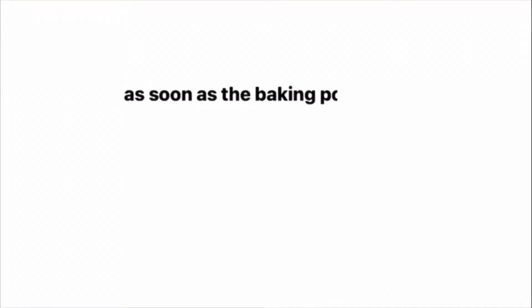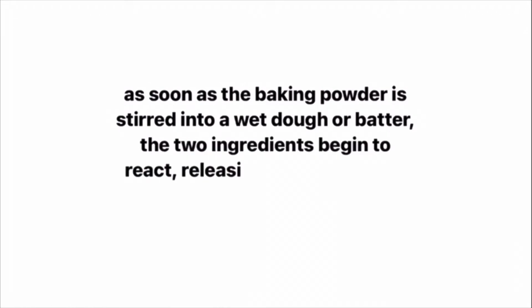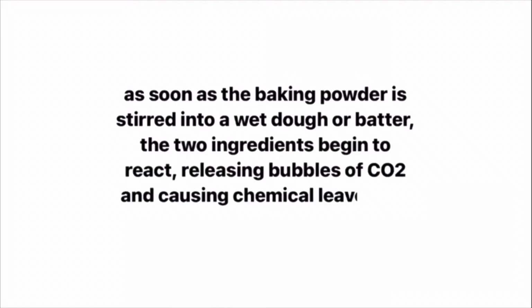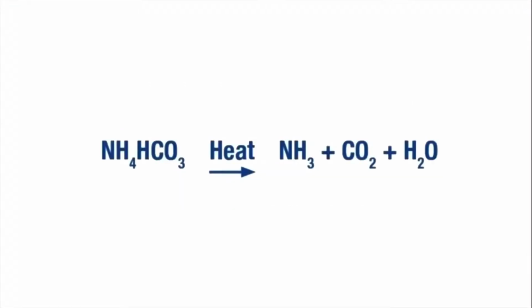As soon as the baking powder is stirred into a wet dough or batter, the two ingredients begin to react, releasing bubbles of CO2 and causing chemical leavening. This is the equation for chemical leavening. A chemical equation is a representation of a chemical reaction using symbols of the elements to indicate the amount of substance, usually in moles, of each reactant and product.